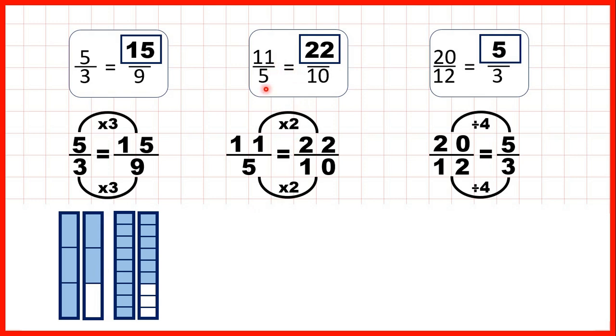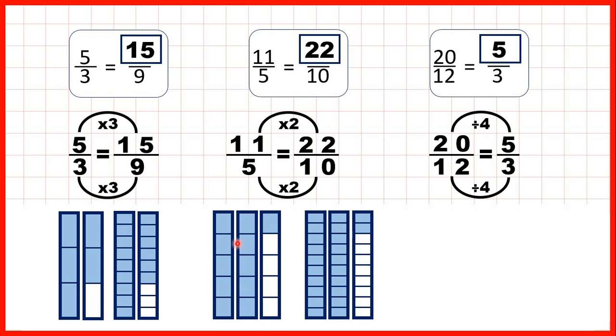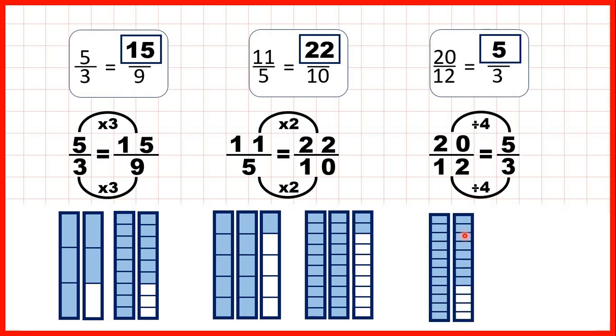For this middle question, 11/5 is the same as 22 tenths. If the fraction bar's been split into fifths, then we need 2 whole fraction bars and 1/5, and we can see that we have the same amount shaded if the fraction bar's been split into tenths, and we have 22 of those tenths. 20/12 is equivalent to 5/3. We can see that in both fractions, exactly the same amount is shaded in the fraction bars.